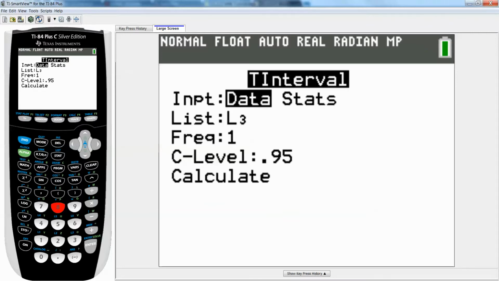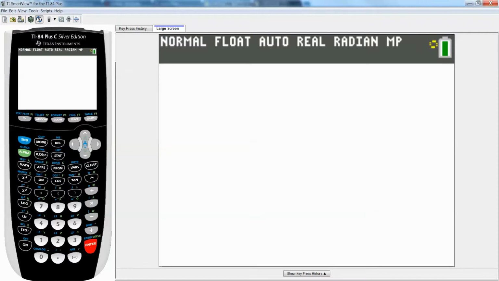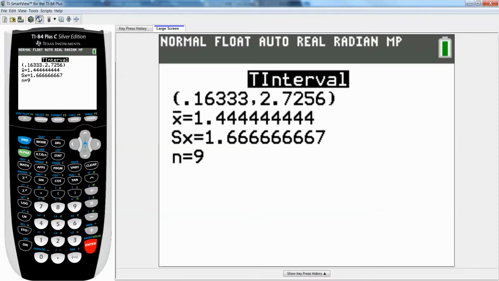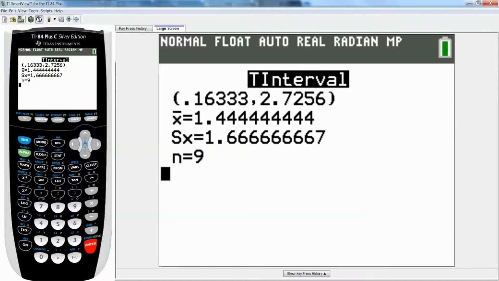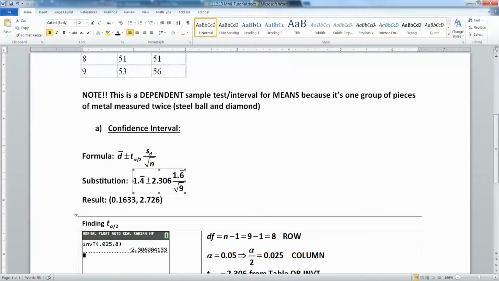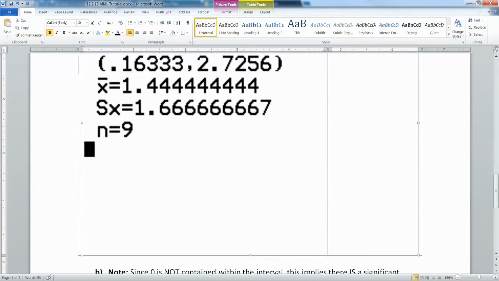Now we have a column of data, so that's good. It's in L3, that's good. Always leave frequency as 1 for us. And the confidence level is 0.95. Go down to calculate and press enter. And you can see we have all sorts of information. We have the actual answer, lucky for us. And then we also have X bar, which we know is D bar because we told it to do this over differences. Of course, the calculator doesn't know that, but we know that.